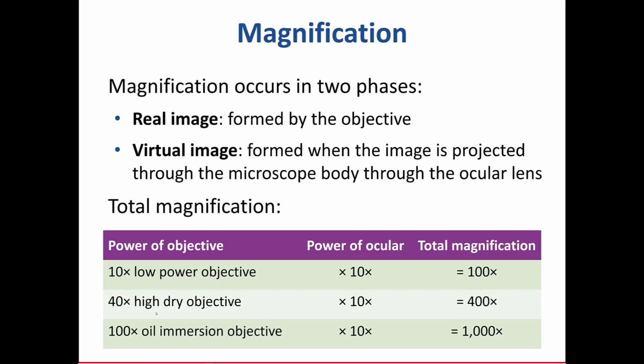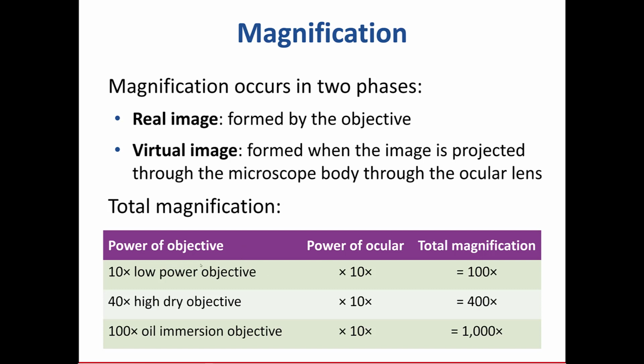So this is a little bit of review. I just wanted to mention the difference between the real image and the virtual image. It makes for good fodder for a test question. Magnification occurs in two phases. The real image is formed by the objective lens, the one that's on that revolving nose piece. The virtual image is formed when the image is projected through the microscope body into the ocular lens. So the ocular lens is playing the magnification trick from the real image as a form of a virtual image. So it's the ocular lens that we use to create that virtual image.